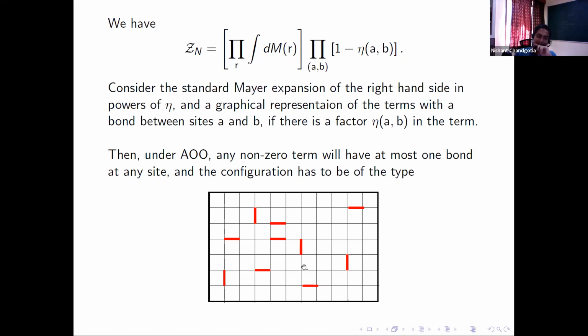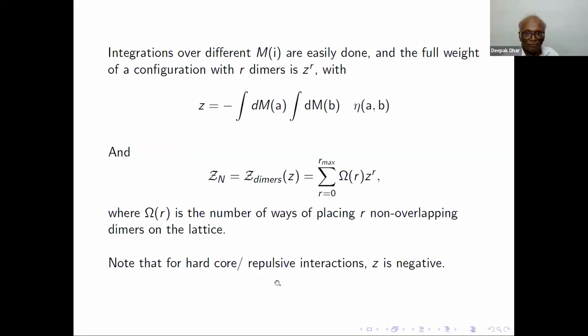I see. Okay. So anyway, this partition function, of course, only these terms contribute. What was the value of these terms? Each of these terms is actually straightforward because these are decoupled integrals. And the answer is just z to the power n, where z is the number of dimers. And the value of z is this double integral of eta. It is the first Mayer integral, if you like, in this problem. And so the full partition function is omega r z to the power r, and z is this integral. And so this is the reduction of the problem to the dimer problem.